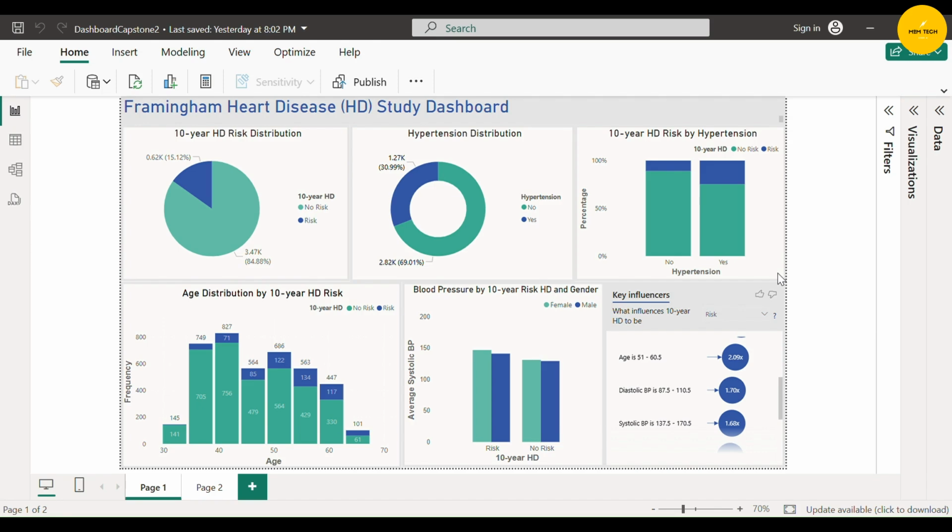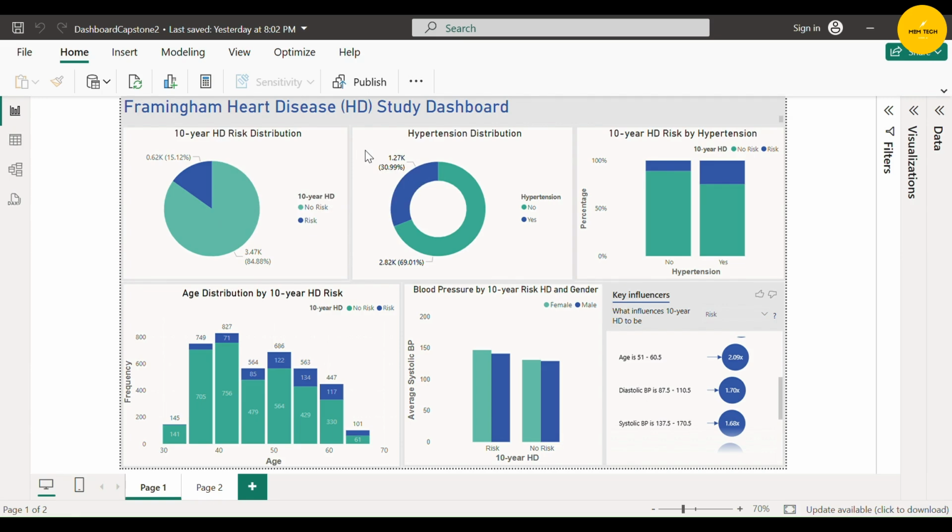I started with this pie chart to provide a general idea about the target variable distribution. At first glance, we see that the no-risk group, green area, is overrepresented in the dataset. So we have 85% of patients classified as no risk of heart disease, and we have 15% of patients classified as at risk of heart disease, so the blue area.